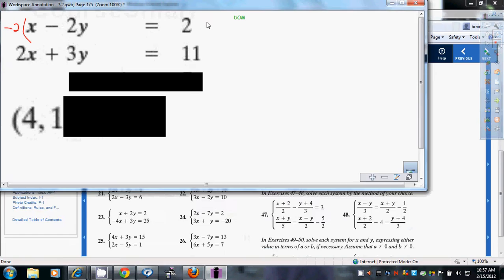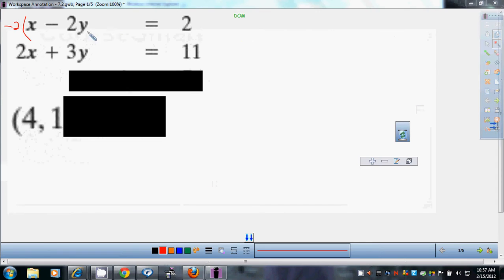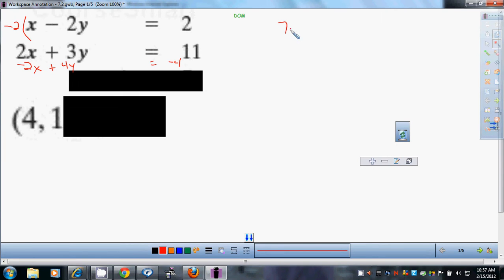Sounds good. And that gave you negative 2x plus 4y equals negative 4. So you add those up, you get 7y equals 7. So how'd you get something other than 1 for y? Oh, well, anyway. Sounds like you did the work right. So 4-1 is correct.